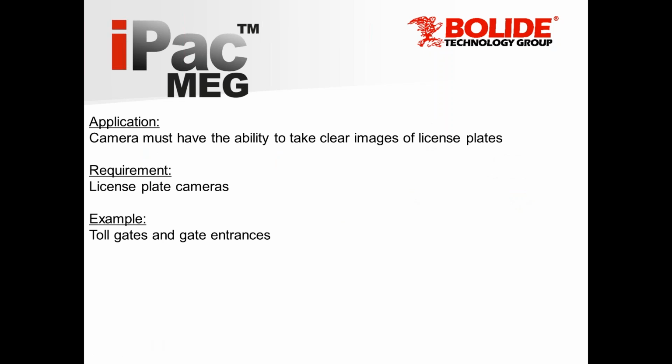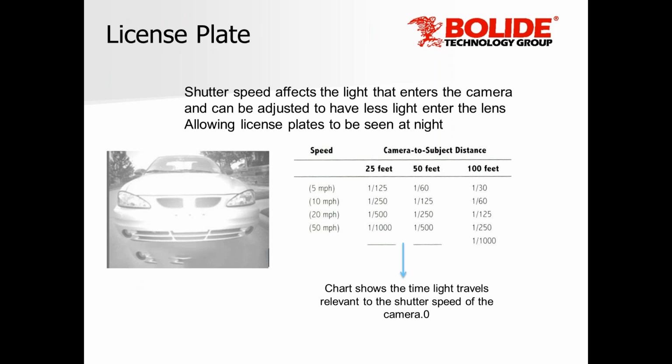This is another interesting application. The camera must have the ability to take clear images of license plates. They get asked this a lot. The requirement would be a license plate camera. Examples would be toll gates and gate entrances. The solution is shutter speed control, which can be configured within the camera settings. This is something that you can only do with IP cameras, not with analog or HD over coax cameras.